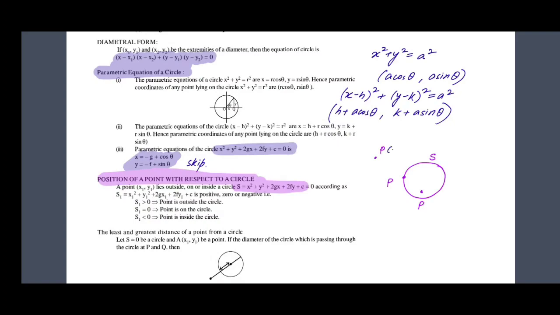Now if you have a point P, take it as x1, y1, then to check you have to calculate S1. What is S1? Put P in S. That means in place of x you will replace x1, instead of y you will replace y1, and the value of S1 comes out to be one of these three: either greater than 0, or 0, or less than 0. If greater than 0, P is outside. If equal to 0, obviously P satisfies the expression, that means P lies on the circle. Less than 0, then P is an inside point. Okay, that is the one idea; now, how questions are made on it.